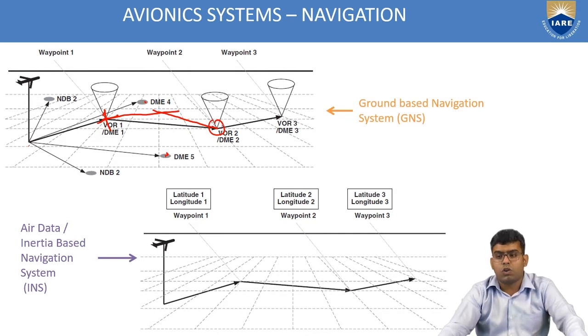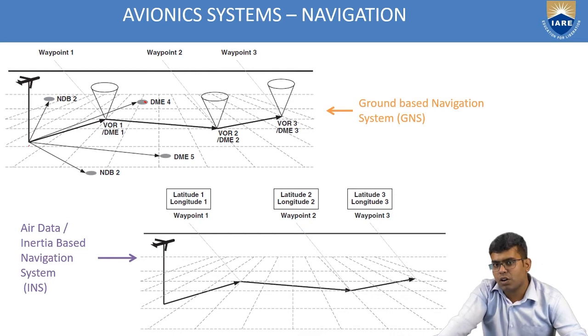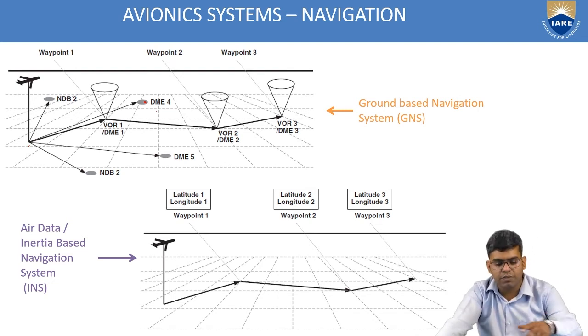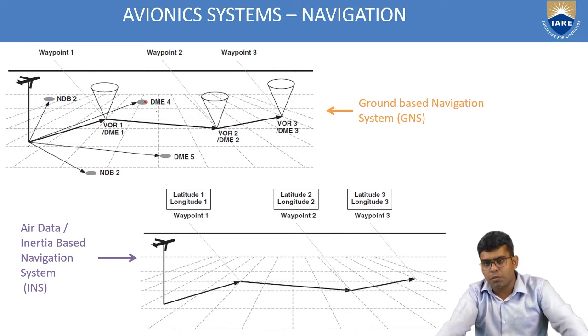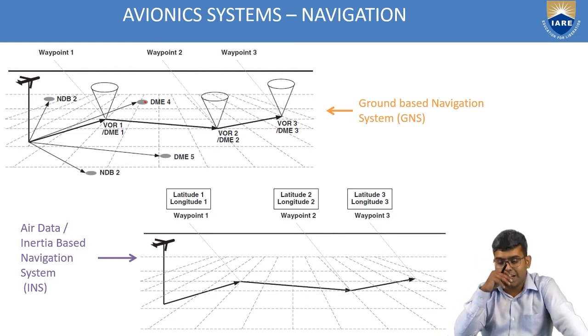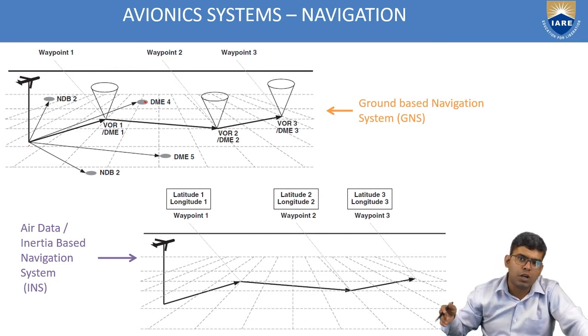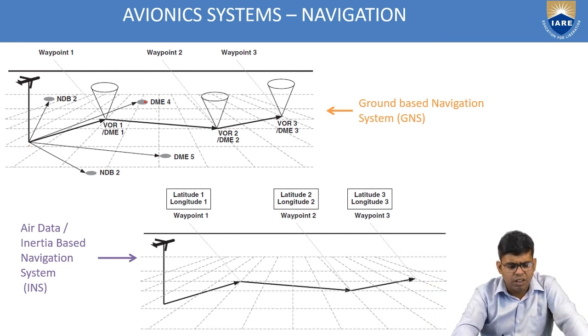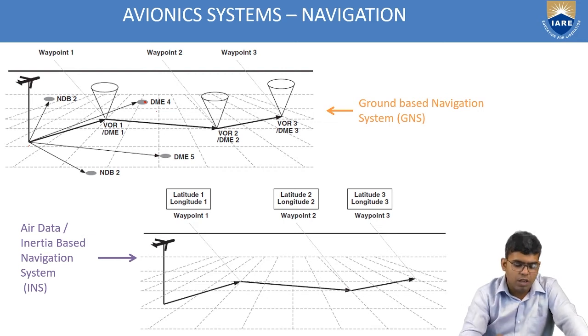So this is how the ground-based navigation systems work. And as I said before, air data or inertia-based navigation systems do not rely on any kind of ground-based sensors. As you can see, the main difference between both of the figures is that you don't have these VOR or DME beacons present. Let's say that I am over the Atlantic Ocean, where I have no land to put my beacon. In that case, I can rely purely on an inertia-based navigation system.